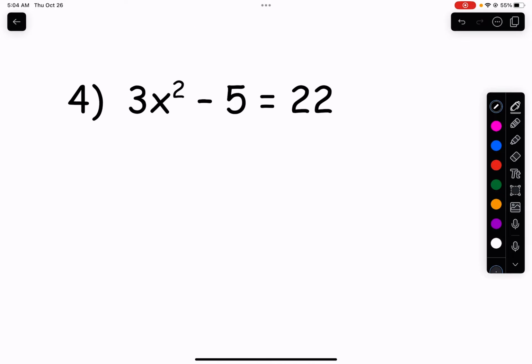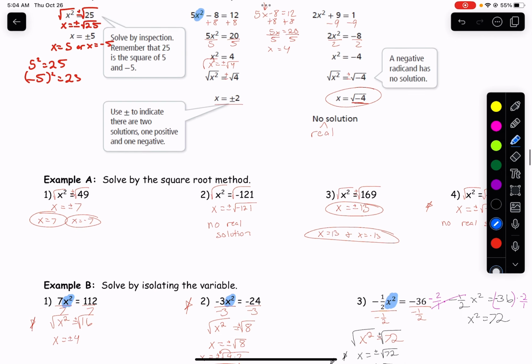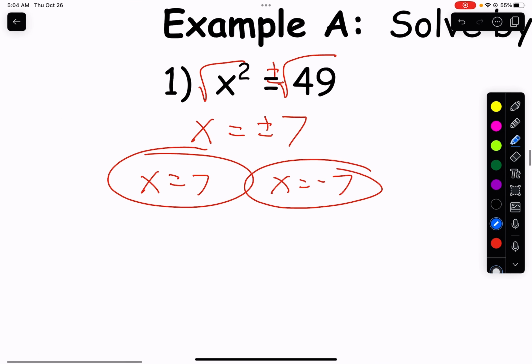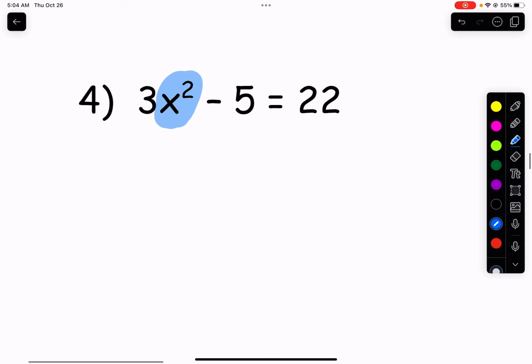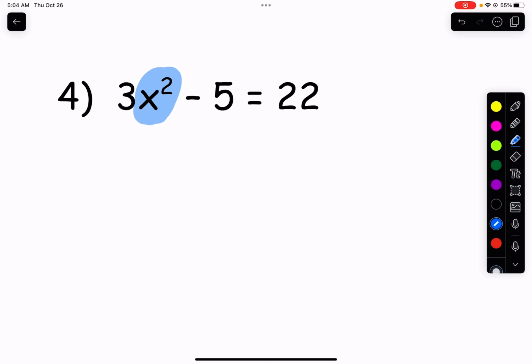So here for number 4, again, we have to work to get the x squared by itself. If you recall, in the first problems we did, the x squared was already by itself. So that's why we were able to go straight to just taking the square root of both sides and adding in the plus minus. Now here, the x squared is not by itself yet, so we have to work to get it by itself.